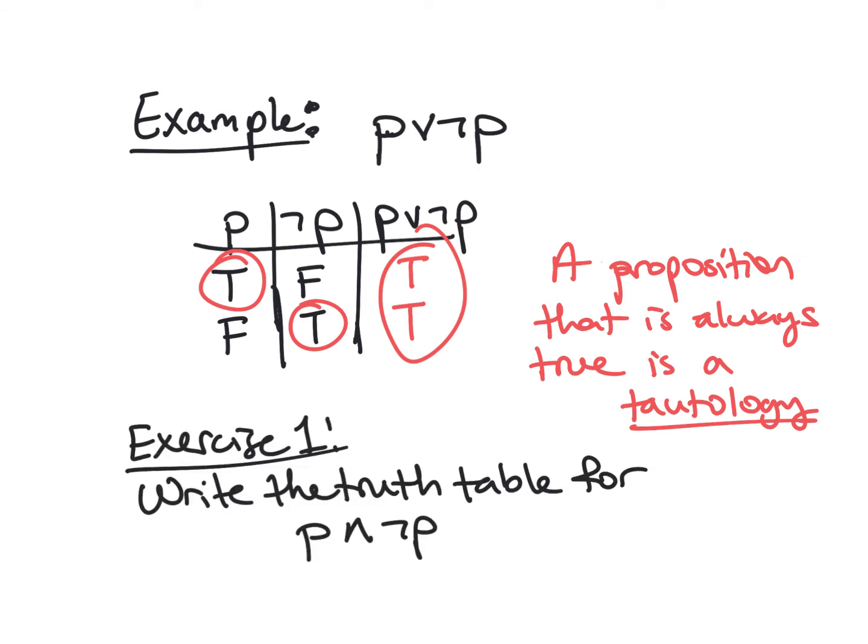So now for your first exercise, I want you to write the truth table for P and not P instead of P or not P, and see what you figure out about P and not P.